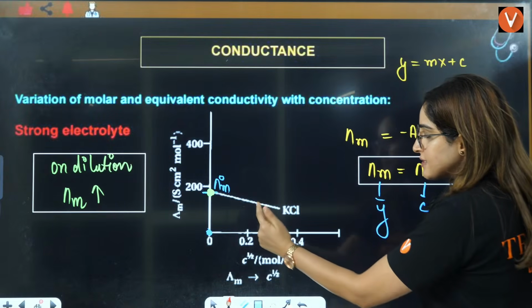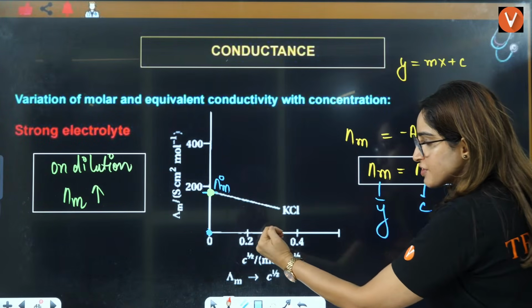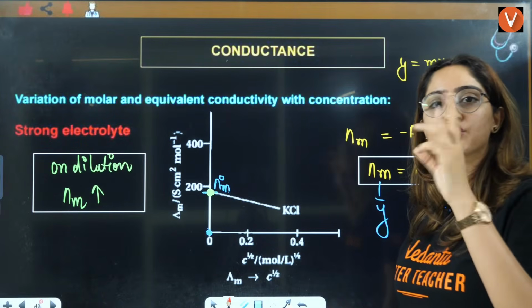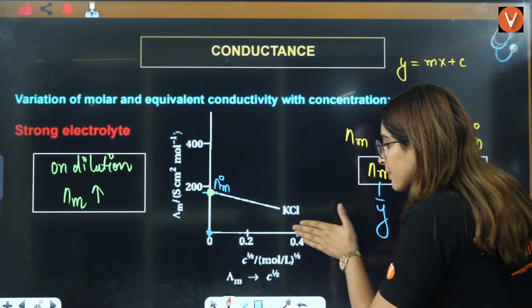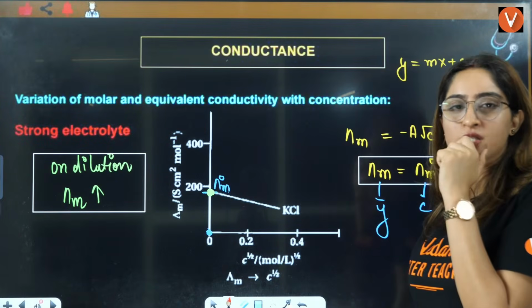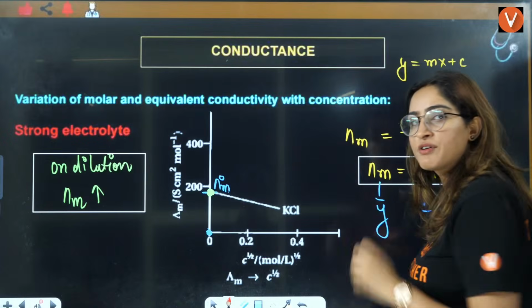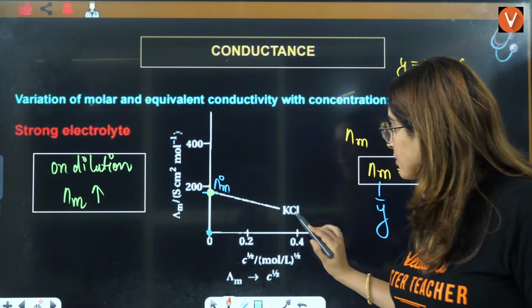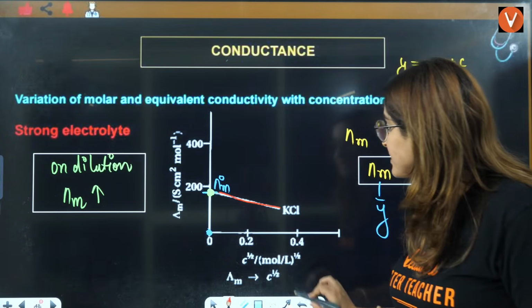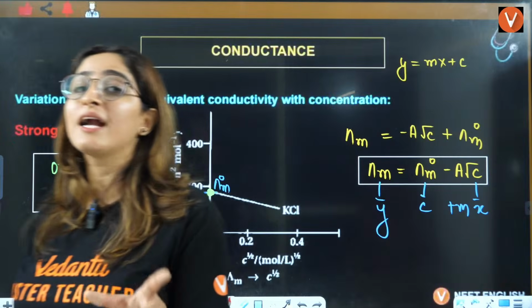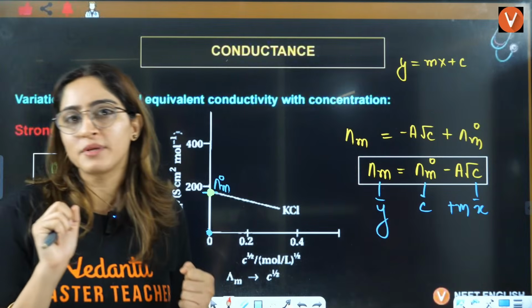As dilution is increasing, concentration is decreasing, because concentration and dilution are inversely proportional. If you're adding water, you are decreasing the concentration. If dilution is increasing, concentration is decreasing. So as dilution is increasing, molar conductivity is going to increase, and at zero concentration it is going to turn to limiting molar conductivity.